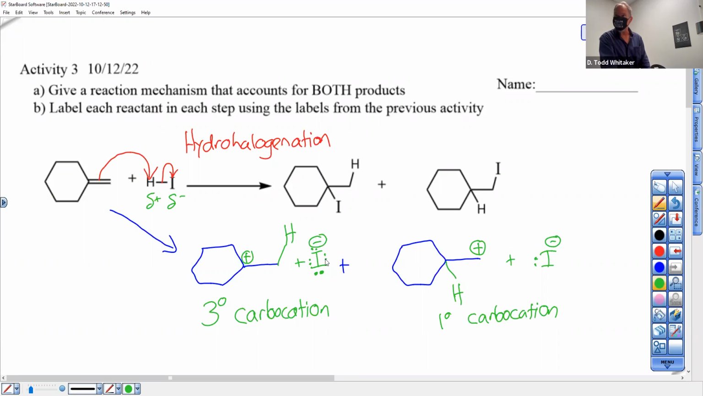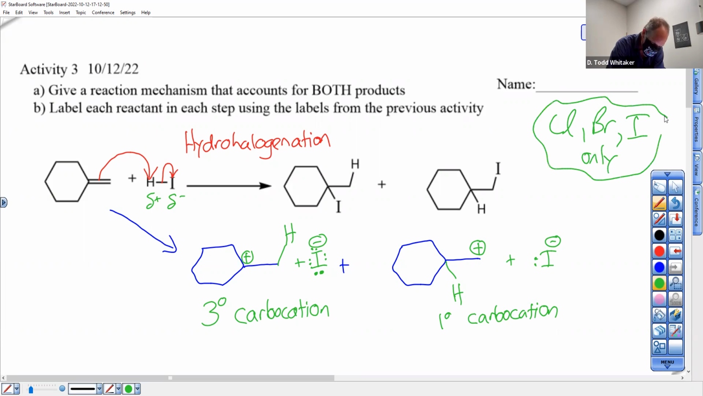It'll always be a halogen minus in this mechanism. I'm trying to answer this question as generally as I can. The halogen can be Cl, Br, or I. Cl, Br, I only. That's your halogen. Fluorine, the bond between hydrogen and fluorine is too strong. It's not a strong acid. This reaction does not work unless there's a strong acid. You get no reaction with HF. None.